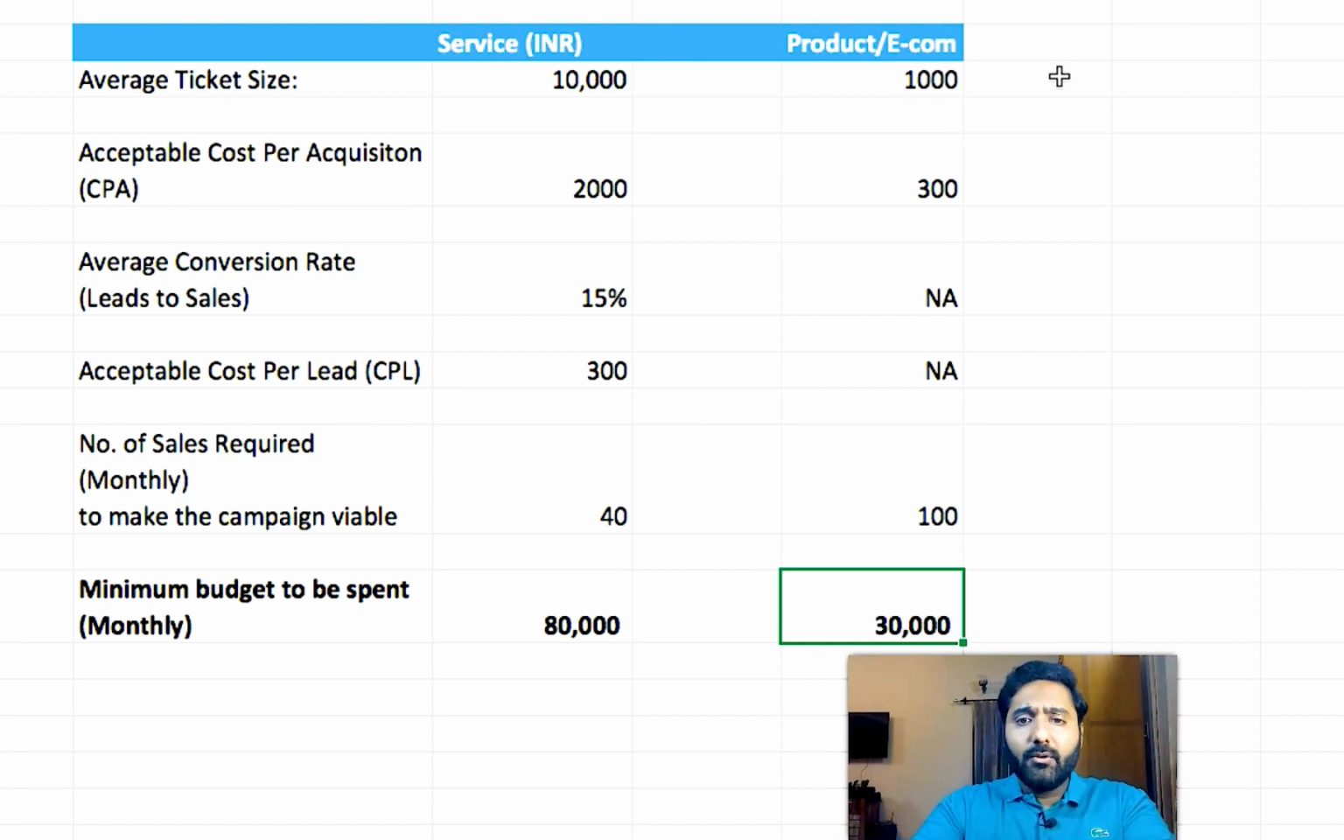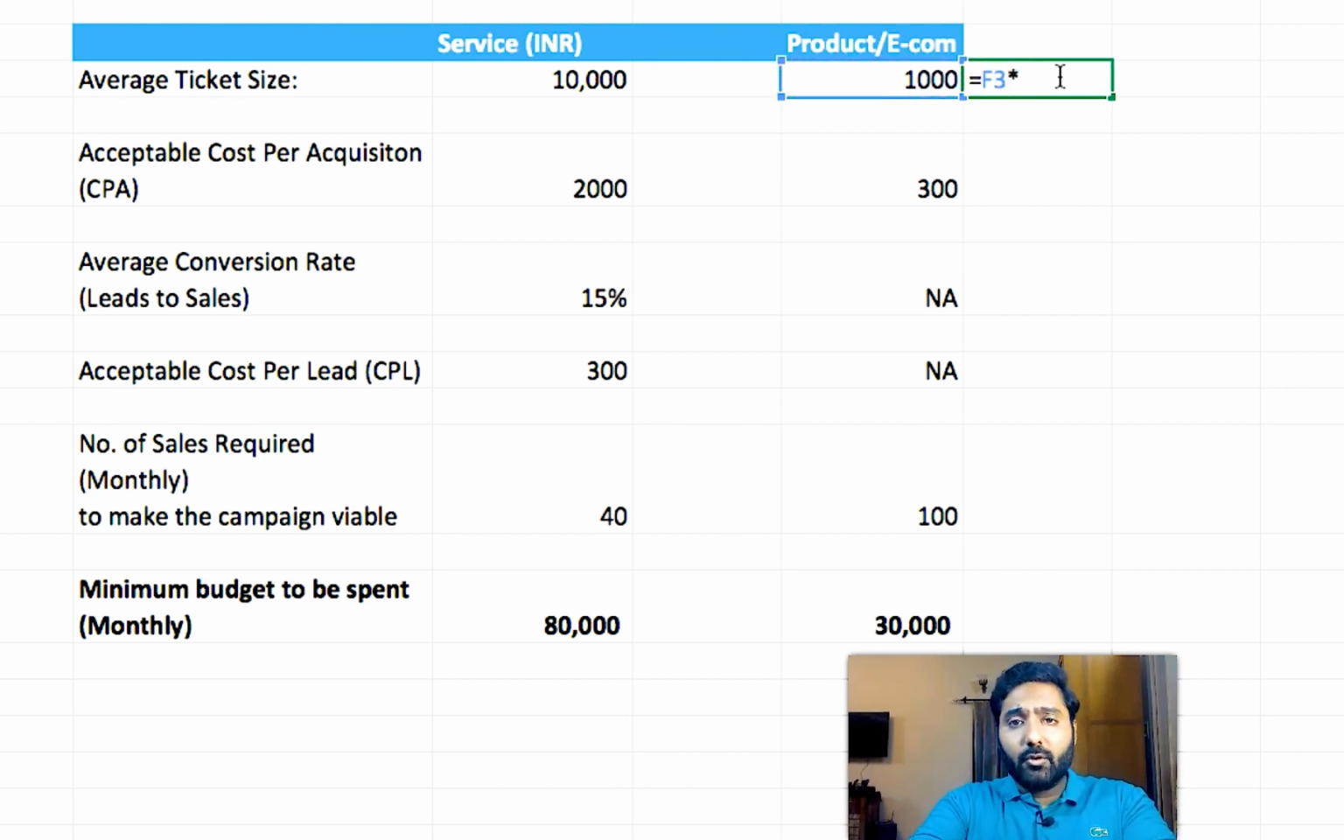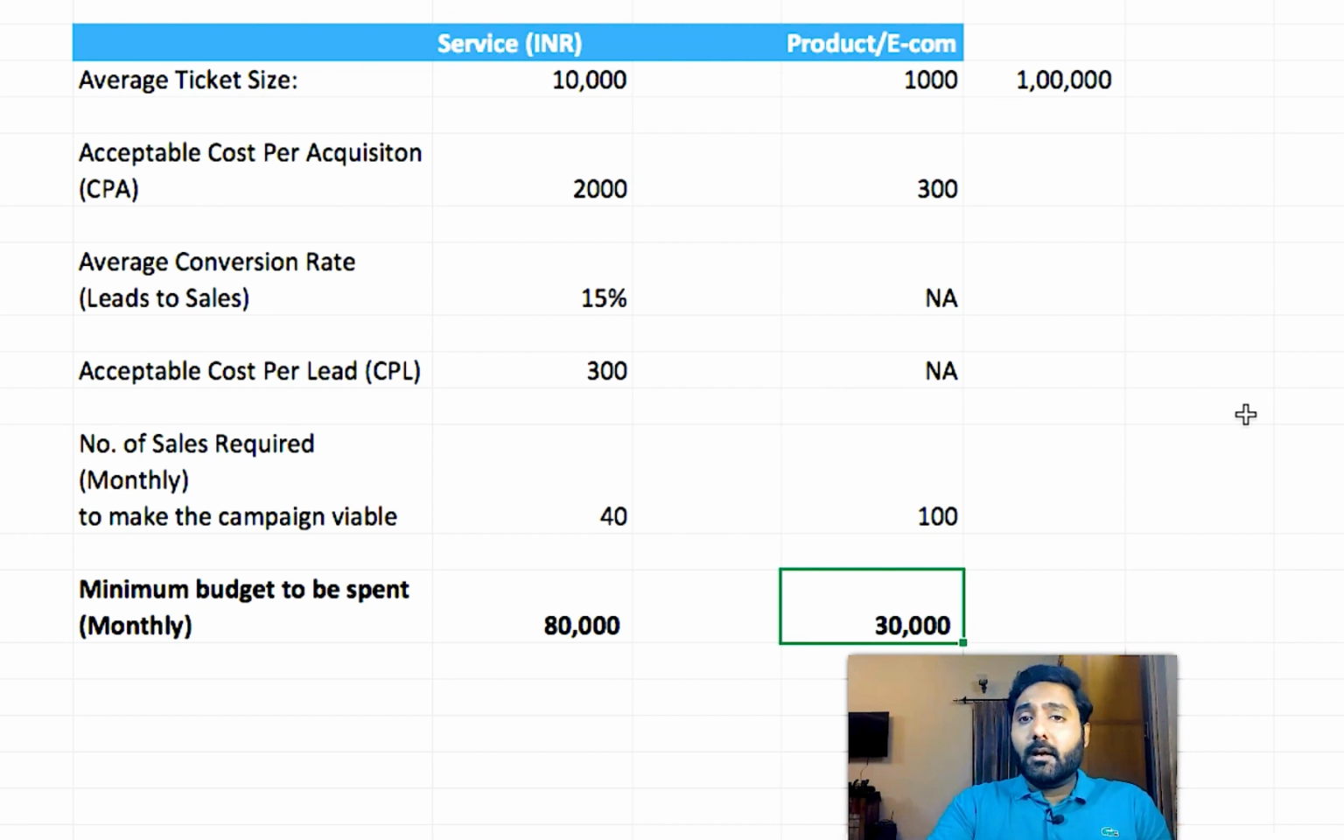Now, when you spend 30,000, what's the revenue you are going to get? That's simple because your average ticket size is 1,000 rupees and you are acquiring 100 customers, right? So you're basically getting 1 lakh rupees in revenue on a monthly basis by spending 30,000 rupees. Now, in terms of ROAS, this is really good. This sounds like a good business to me. What do you think about this?